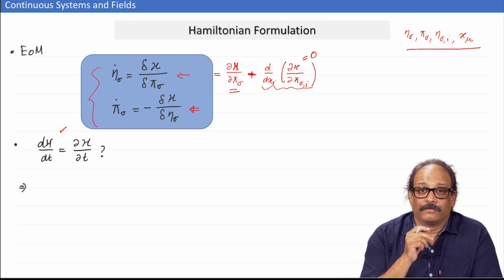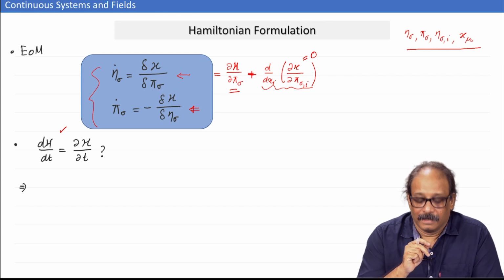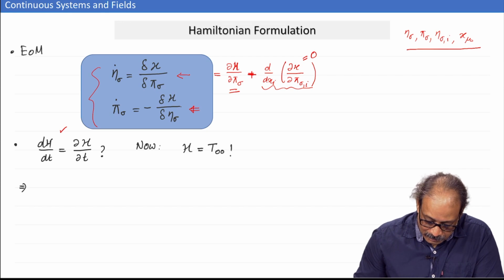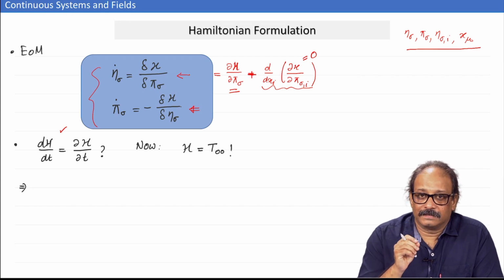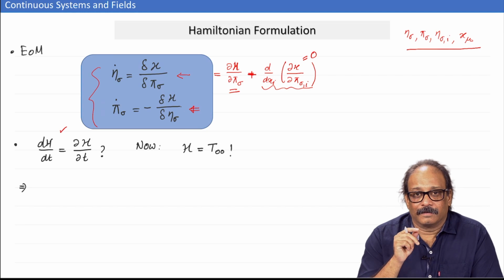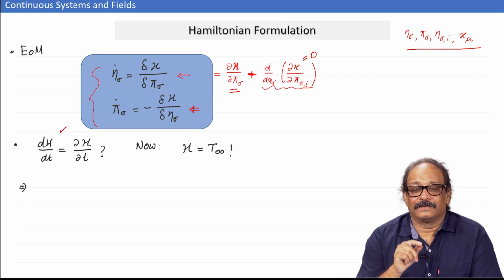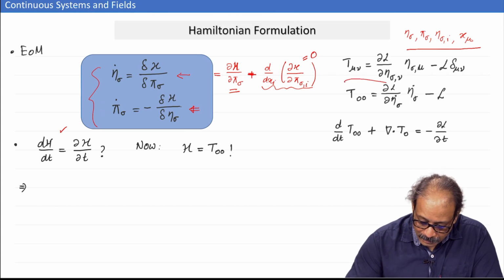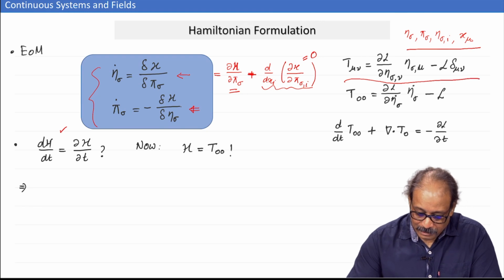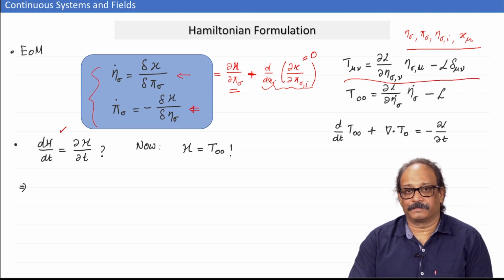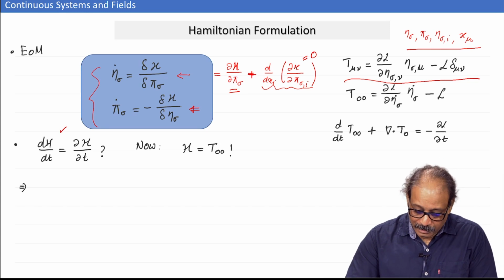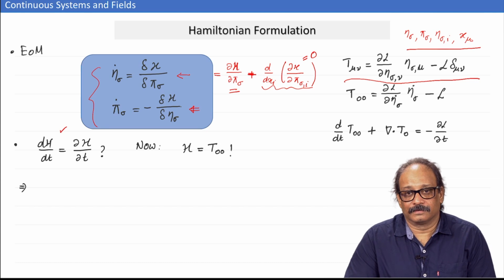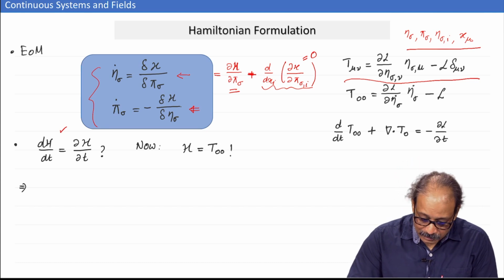Look, what is your Hamiltonian density? Look at the expression for the stress energy tensor, your Hamiltonian density is in fact exactly equal to T00. Okay. So, your T mu nu here was partial of L with respect to eta sigma nu, eta sigma mu, and then minus L into delta mu nu, that is your T mu nu.